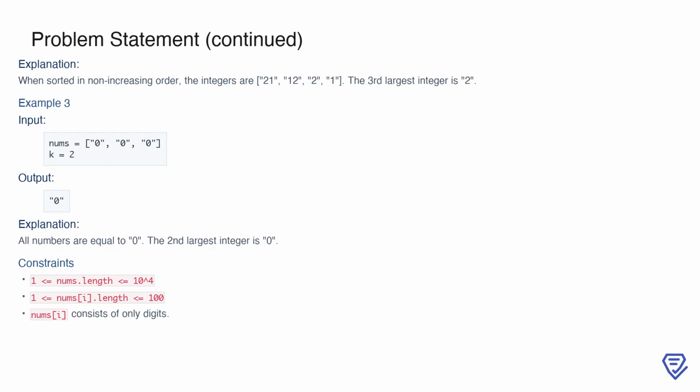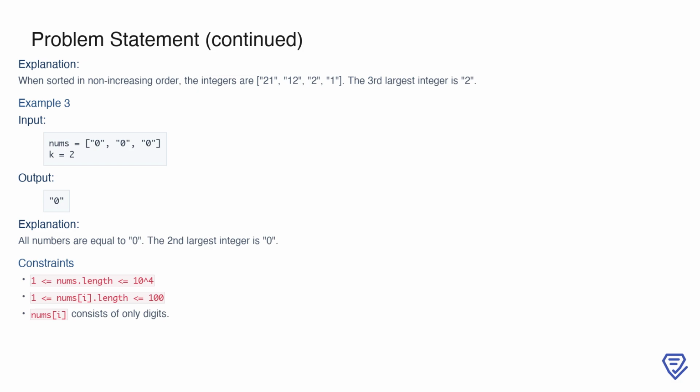In the third example, we are given nums equals 0, 0, 0, and k equals 2. Here, all the integers in the array are equal to 0. When sorted in non-increasing order, the sequence remains 0, 0, 0. The second largest integer in this case is still 0, so the output is 0.